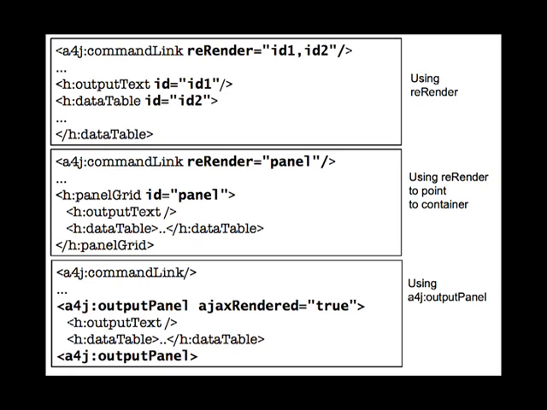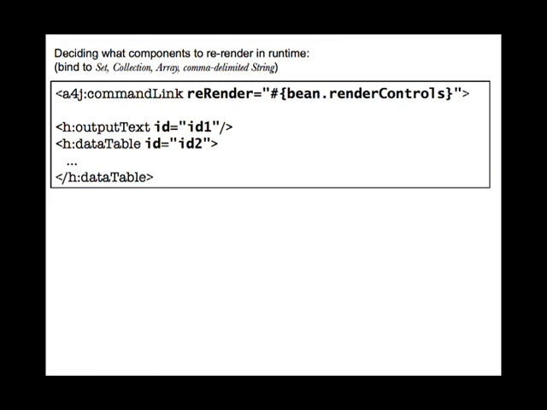Or if we don't want to specify every control, right? What if we have 10 components? We can use output panel with this attribute set to true. This means on every request, the components inside this panel will be rendered automatically. So you don't need to say anything else, always, on every request.